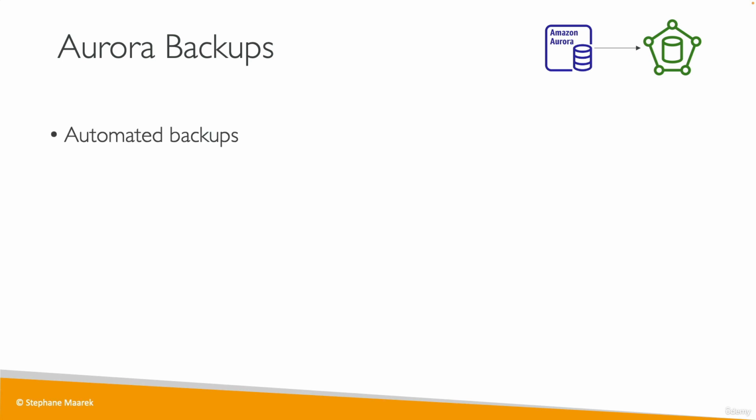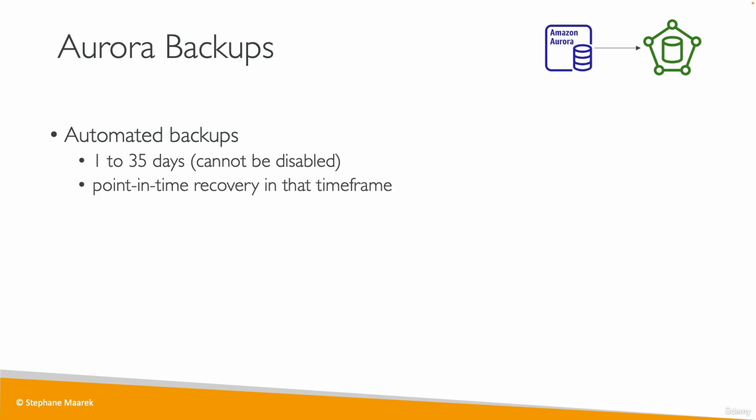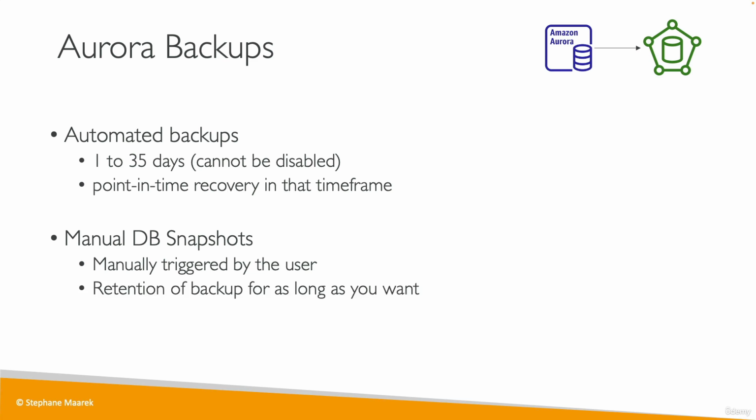Now for Aurora backups, it is actually quite similar. You have automated backups from 1 to 35 days, but they cannot be disabled. So on RDS, they could be disabled, but not on Aurora. And you have point in time recovery at any point in that time frame. So you can recover to whatever you want. Now for manual DB snapshots, they can also be manually triggered by the user and you retain them for as long as you want. So as you can see, Aurora and RDS backups are quite similar.